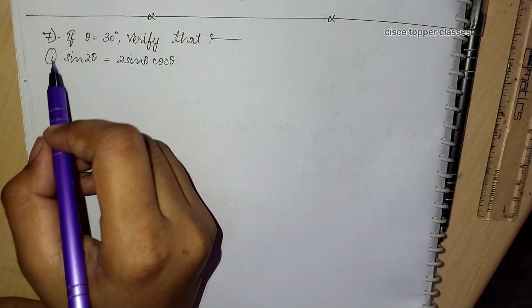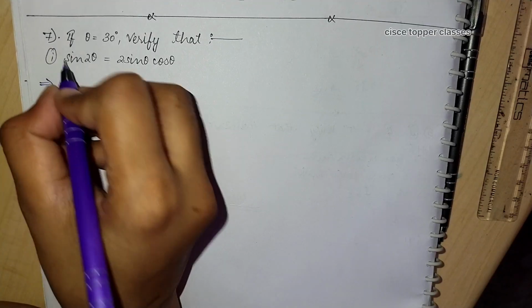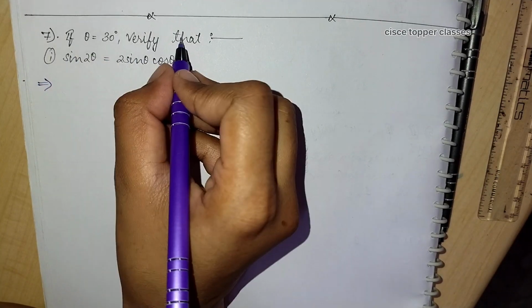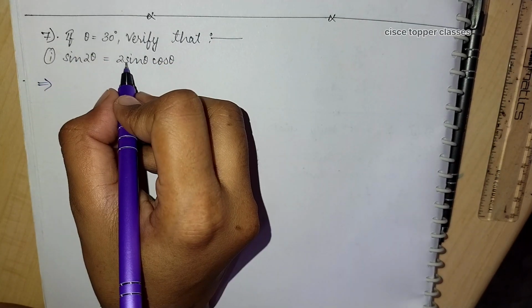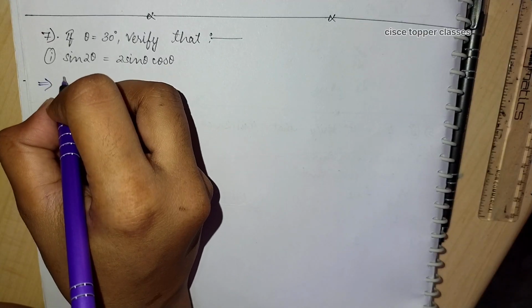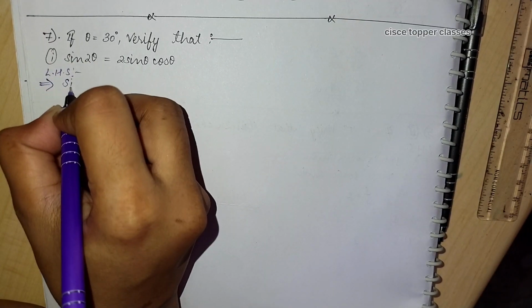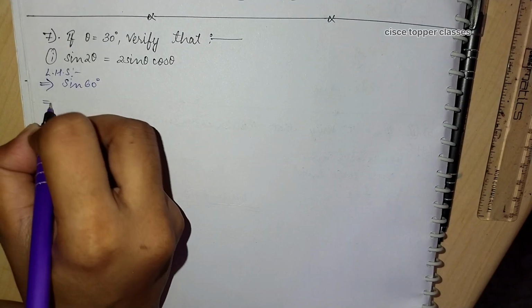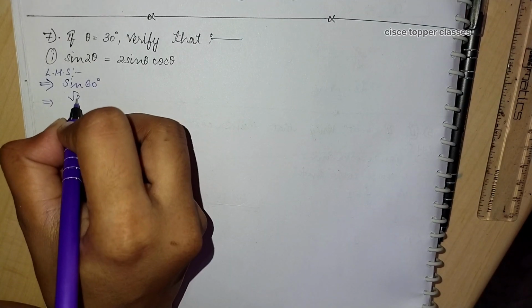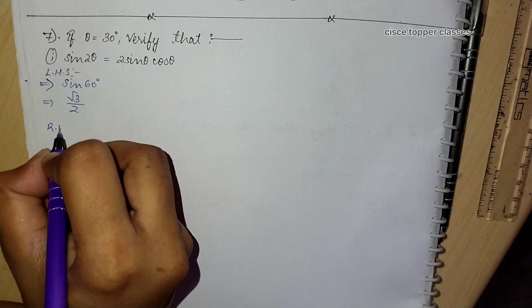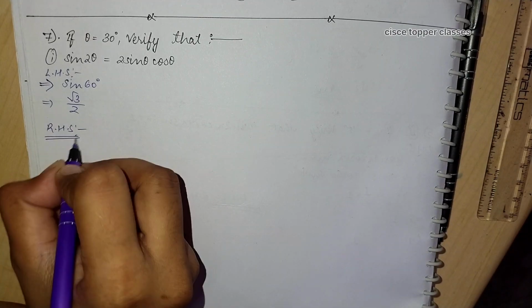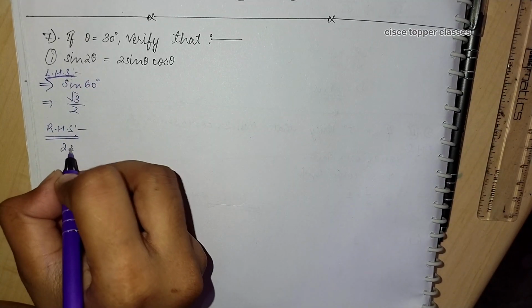Let us solve your question number 7 first part. So here we know if theta is 30 degree, we have to verify that sine 2 theta is equal to 2 sine theta and cos theta. So this will be in LHS part. If we write sine 2 theta will be 60 degree. So this will be equal to under root 3 by 2. Now the RHS part, if we write, this will be 2 sine theta cos theta.